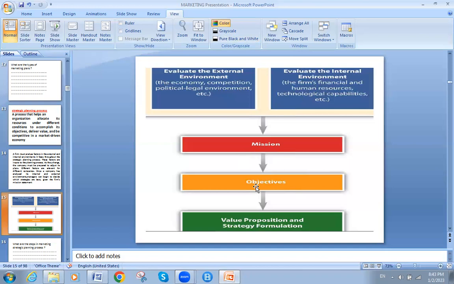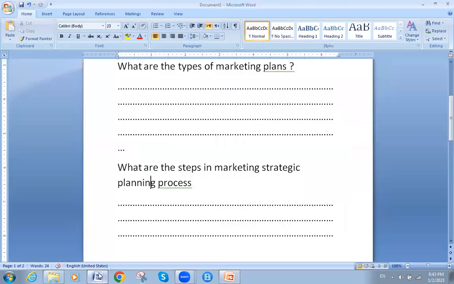Then we will move into the objective. The objective is how to achieve the goal. What are our goals and how to achieve them? Then once you reach the objectives, you will formulate your strategy. And those four things are the steps in the marketing strategic planning process.